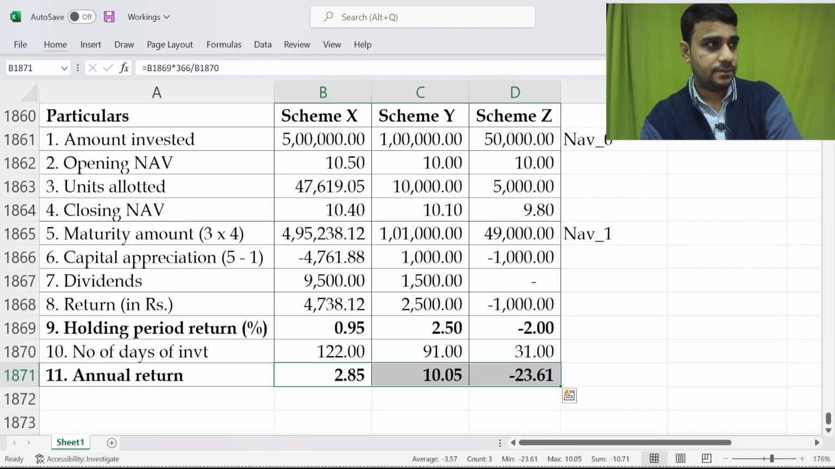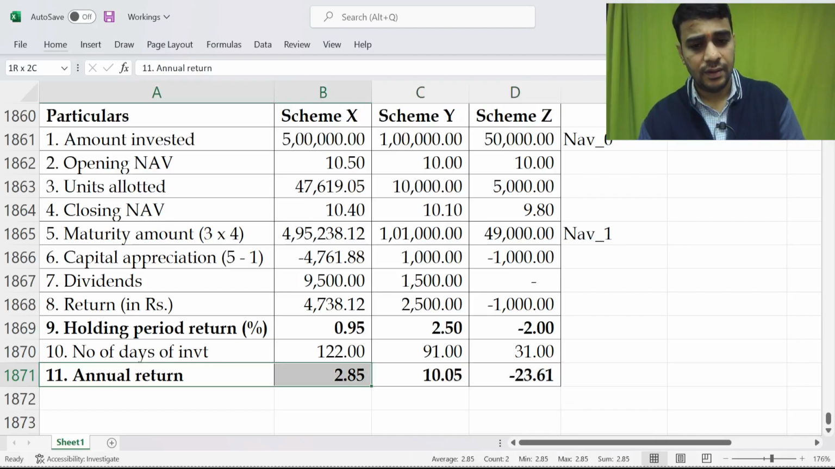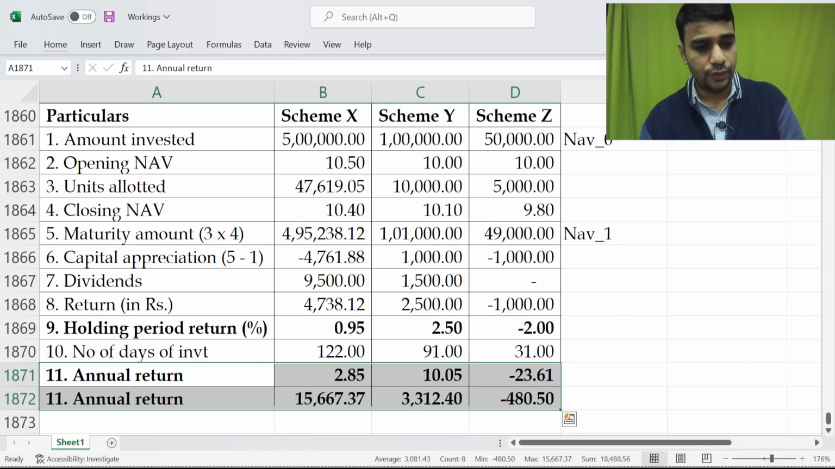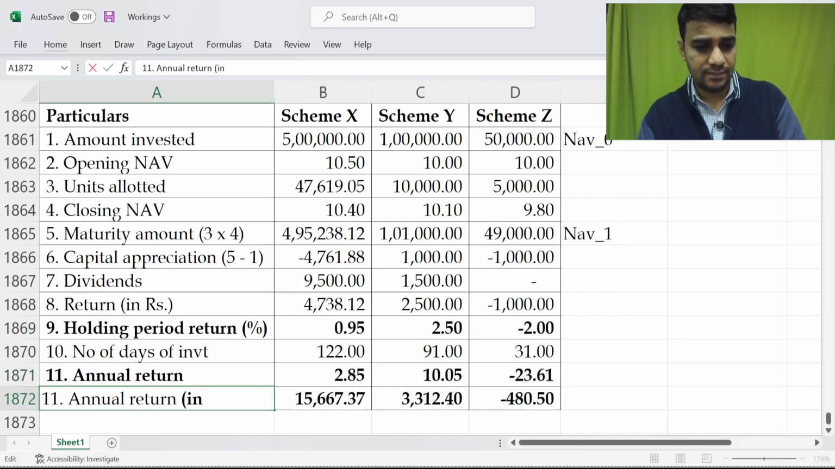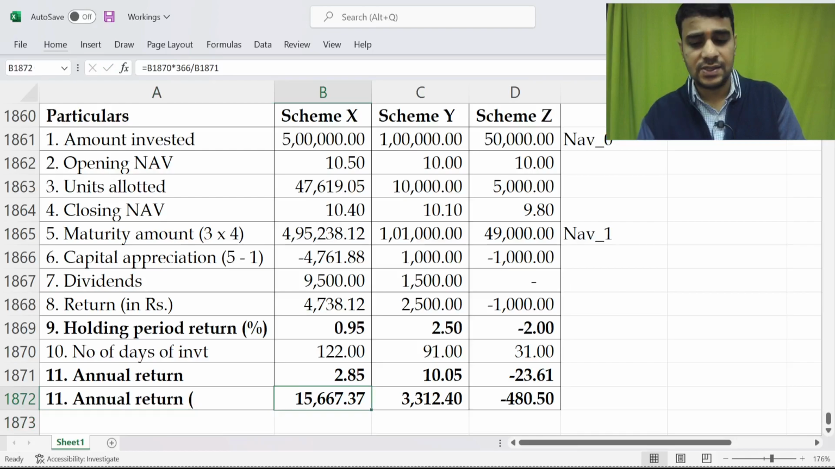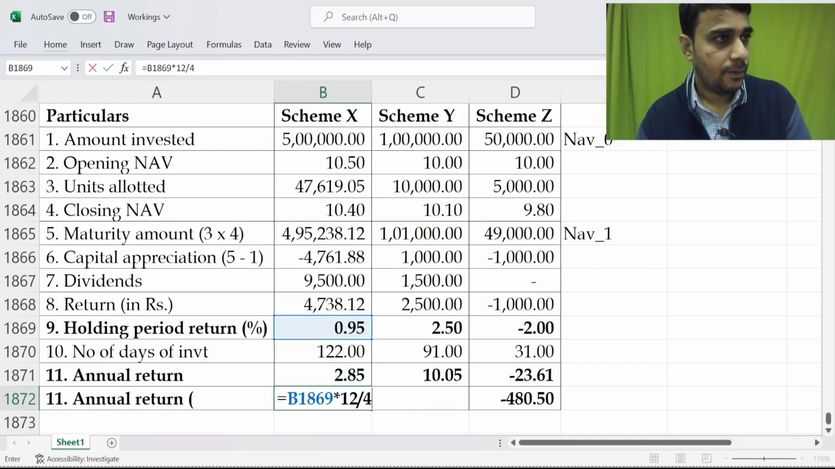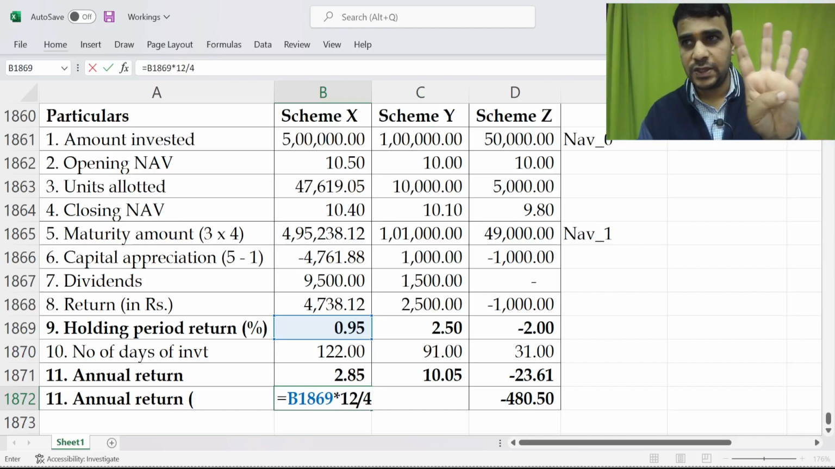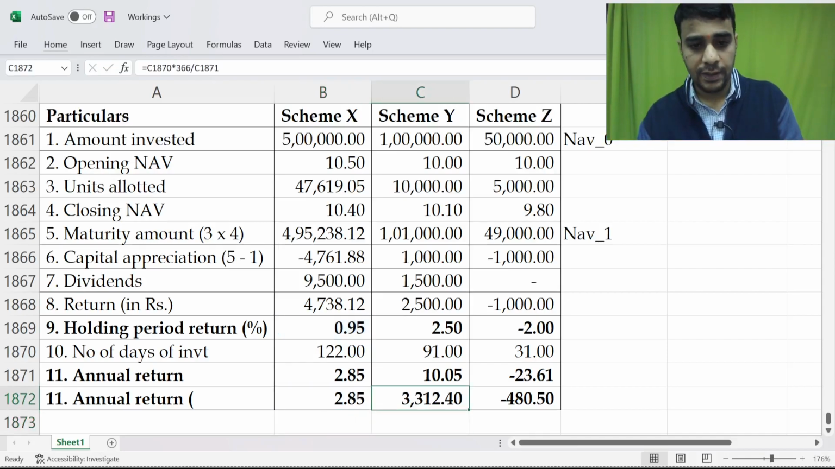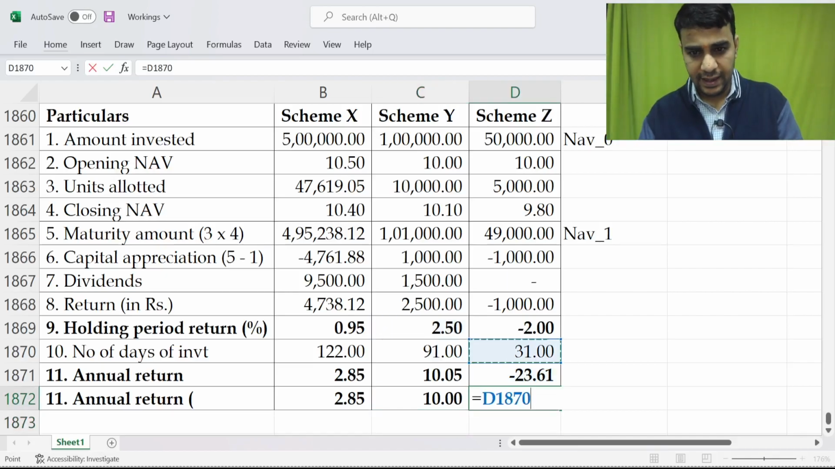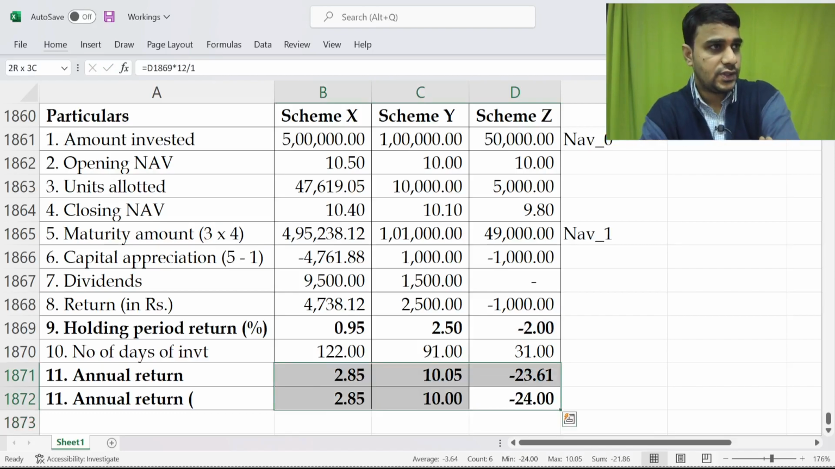Any doubts on this? Now, this is what ICAI would want you to do. But if I do it in months, the annual return using months, nothing much is materially going to change. 0.95 into 12 by 4 months, because we made 4 months of investment. 2.5 into 12 by 3 months. Negative 2 into 12 by 1 month. You will not see a big difference.